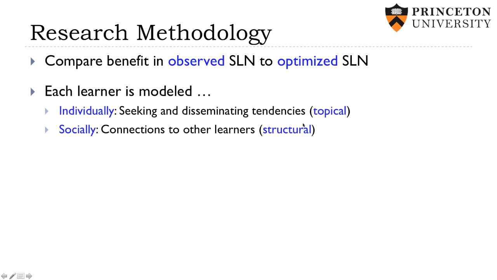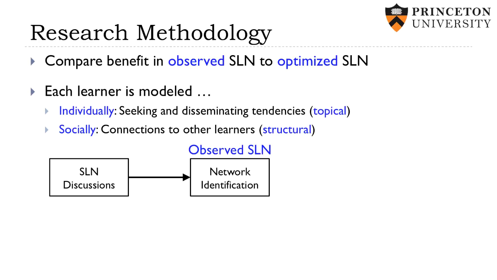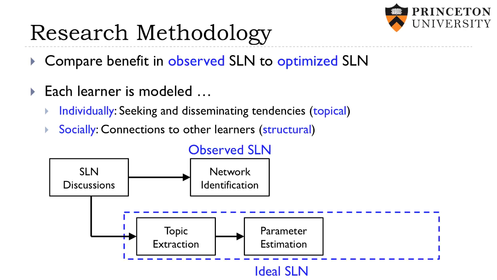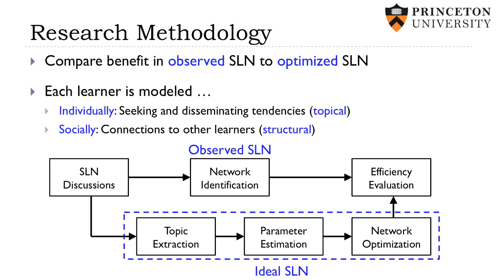From this, our research methodology can be broken down into a few components. From the SLN discussions, we have to quantify the observed SLN between learners. Then, we have to determine the ideal SLN. The ideal SLN involves a few parts. First is topic extraction, in which we determine the sets of topics that the students are discussing from the text they have written to each other on the SLN. Second is parameter estimation, where we determine the parameters of each individual described above, their seeking and disseminating tendencies measured for each of the topics. Third is network optimization, in which we optimize the level of connectivity between the learners to best match the individual parameters. With the observed SLN and ideal SLN in hand, we can then proceed to answer the remainder of our research questions by performing an efficiency evaluation and comparing the properties of both networks.